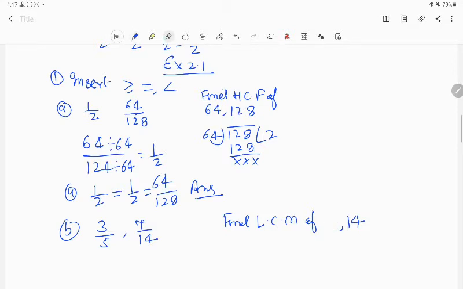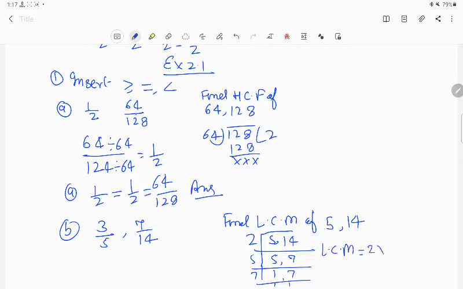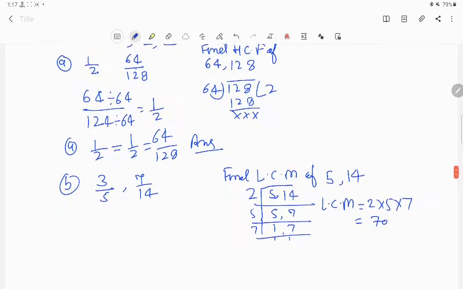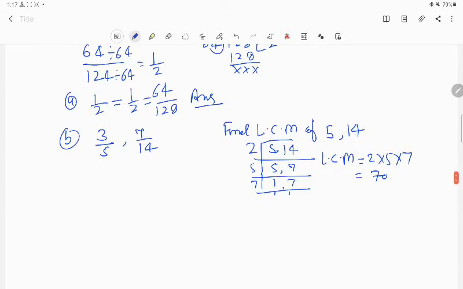LCM of 5 and 14. 5 and 14 divisible by 2, 5 not divisible, then 7, and then 5, 1, 7, and then 7, it is 1 coming. So LCM is equal to 2 into 5 into 7 is equal to 70. Now convert the given fractions into like fractions whose denominator is 70.